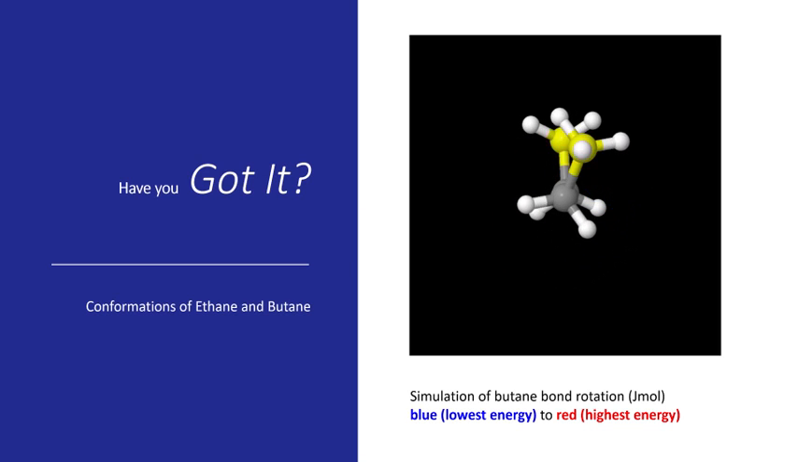Conformations of ethane and butane. Have you got it? I'm just going to let you look at this animation a bit. This is butane. It's an animation made with a program called Jmol, changing the colors based on the energy of the conformation, where blue is lowest energy and red is highest energy. Just let you absorb that for a couple of seconds.